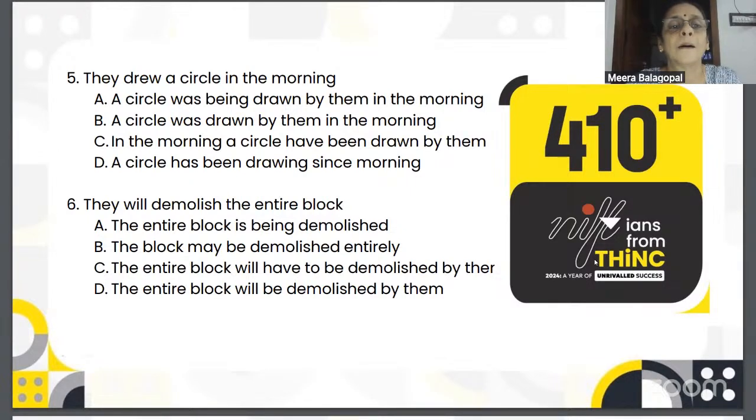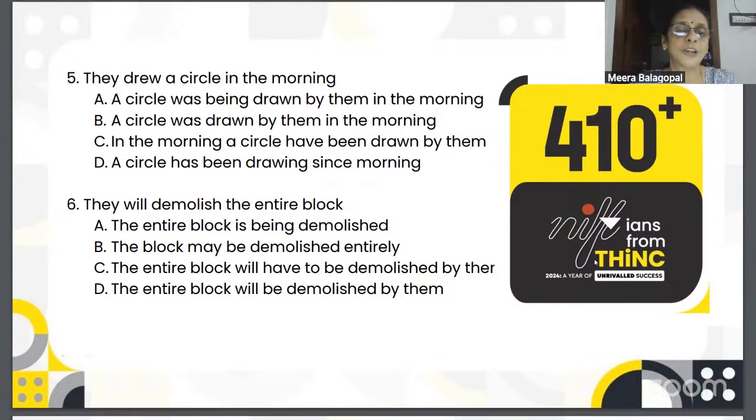So it is simple past tense. So you have to say a circle. Circle is singular. So a circle was drawn. Draw is the present tense form. Drawn is the participle form. So a circle was drawn by them in the morning. So B is the answer. A circle was drawn by them in the morning.